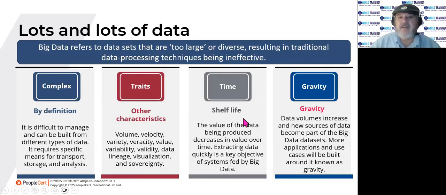The timing aspects, so the shelf life: the value of the data being produced decreases over time. So extracting data quickly is key for it to be relevant, and it's certainly something that big data is concerned about. And finally, something called gravity, which is an interesting idea.